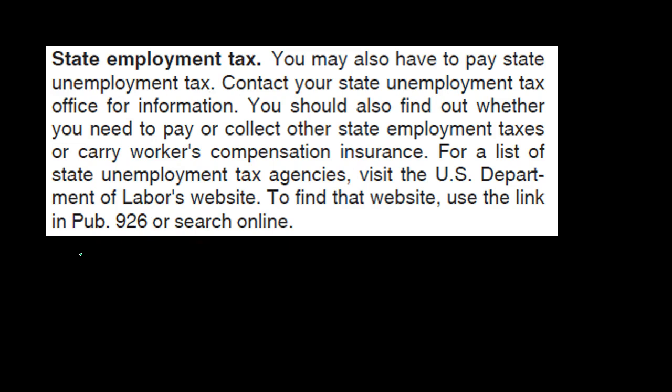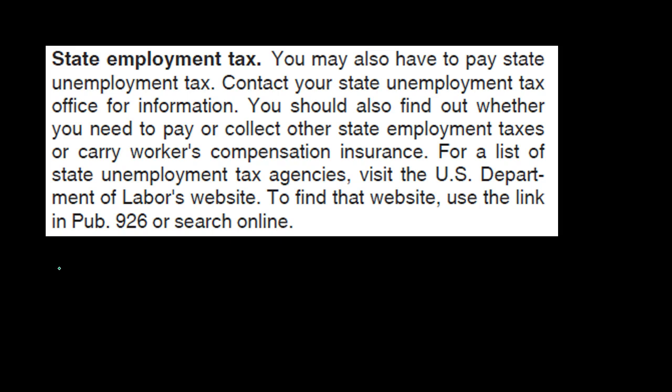State employment tax. You may also have to pay state unemployment tax. Contact your state unemployment tax office for information. You should also find out whether you need to pay or collect other state employment taxes or carry workers' compensation insurance. For a list of state unemployment tax agencies, visit the U.S. Department of Labor website. To find that website, use the link in Publication 926 or search online.